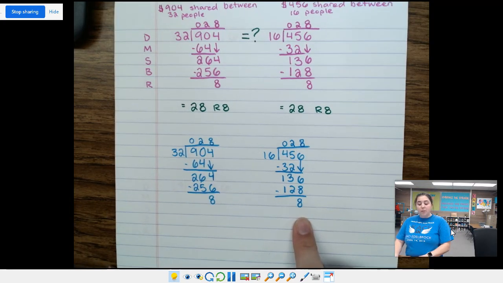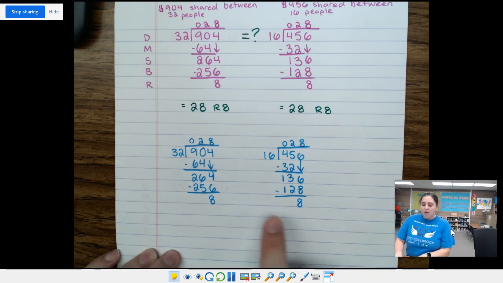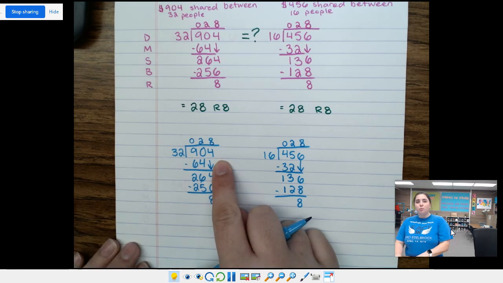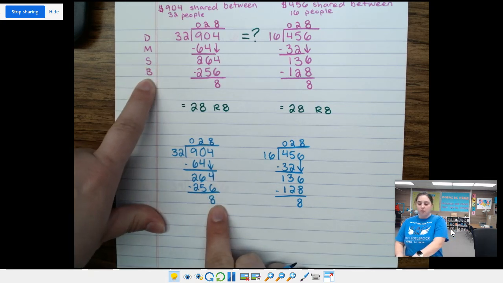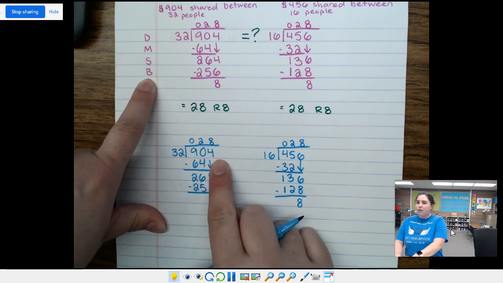But remember, this time we're going to solve with a decimal. Do you remember how to do this? So I need to bring down, I just subtracted, so I'm going to bring down my next number. But wait, there is no number there. What do we do instead?